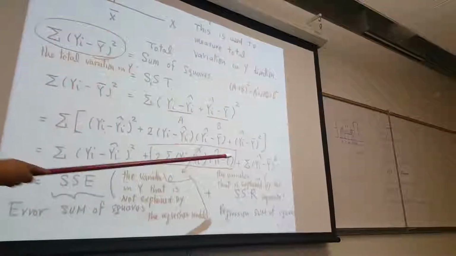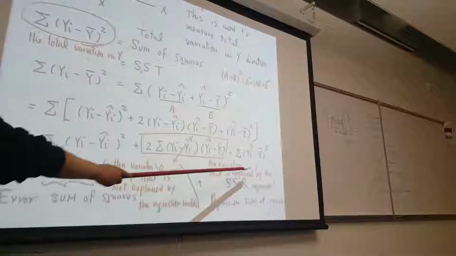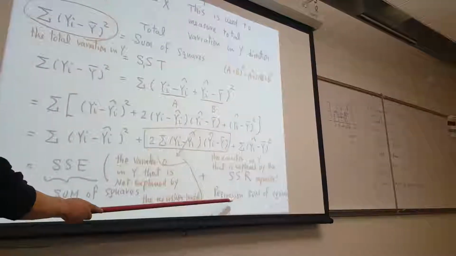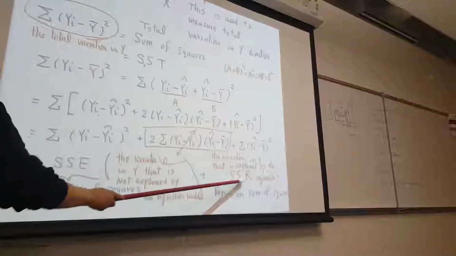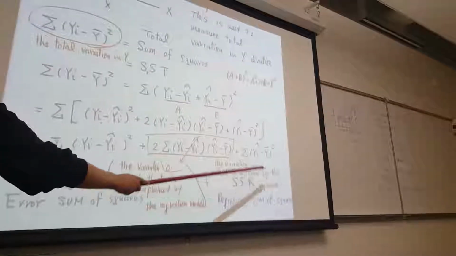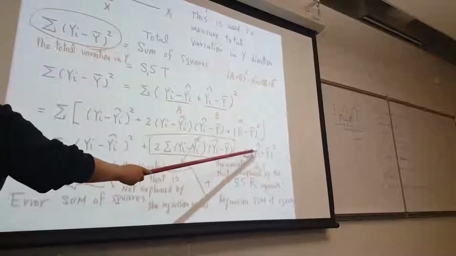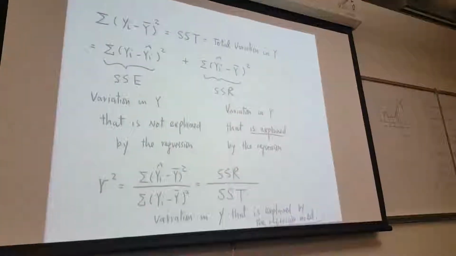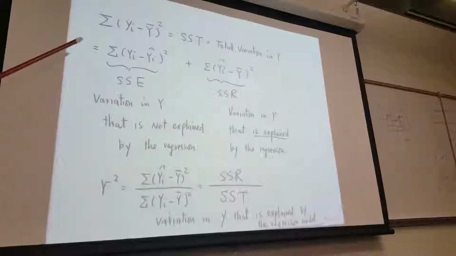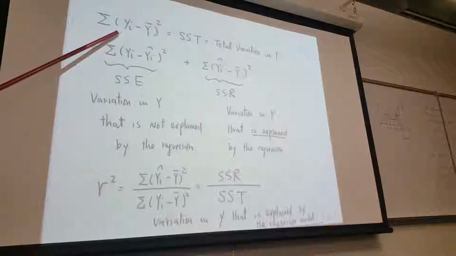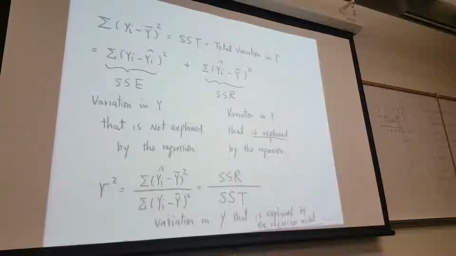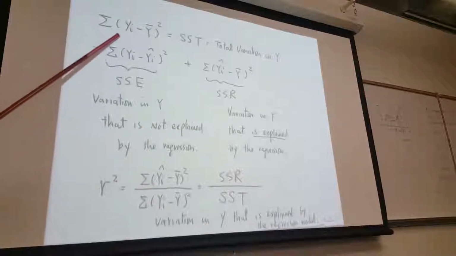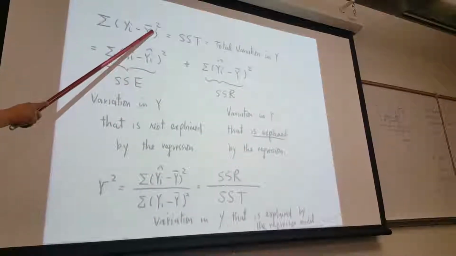Okay? Now, this is the variation in y that is explained by a regression model. So what do we call this? Regression sum of squares, SSR. Okay? This term is SSR. Summation of yi minus y bar squared.